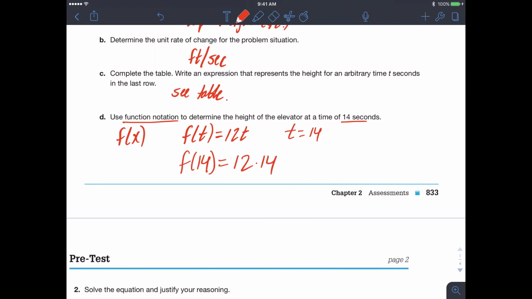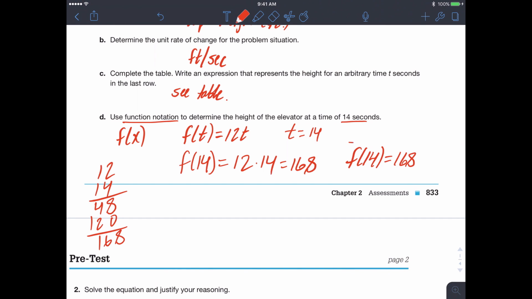And no, I haven't done it yet. Okay, do it: 168. And to write it the nice way, f of 14 equals 168. And there's your answer. Okay?